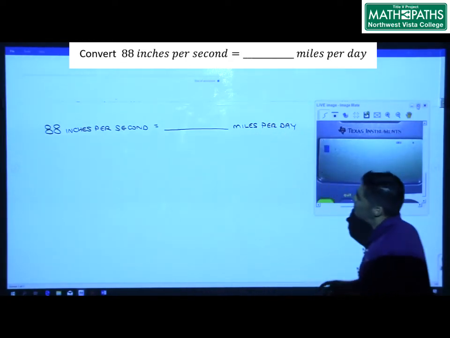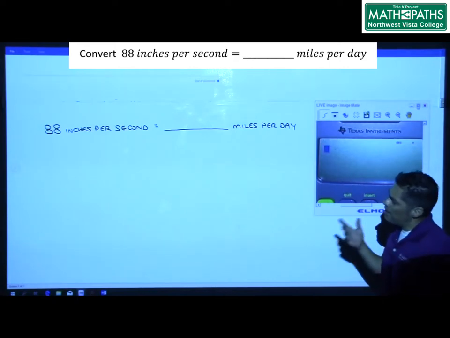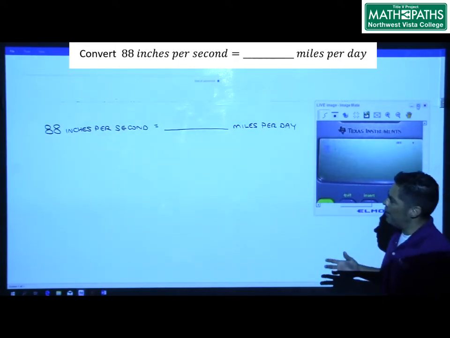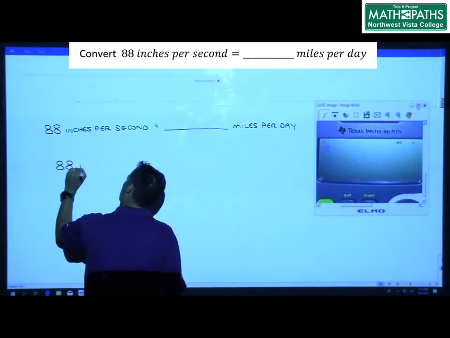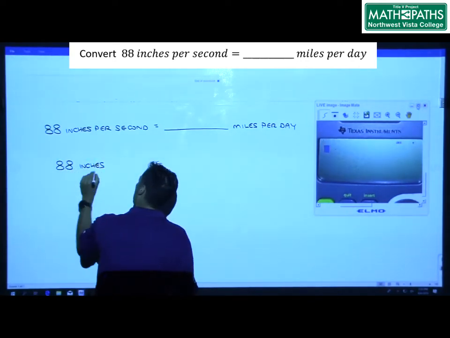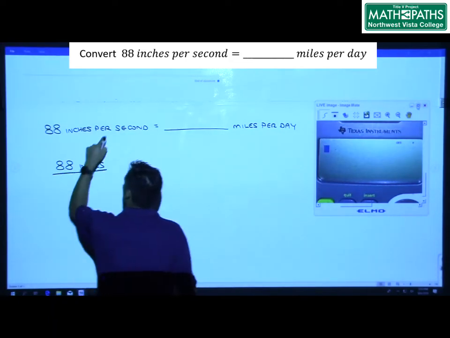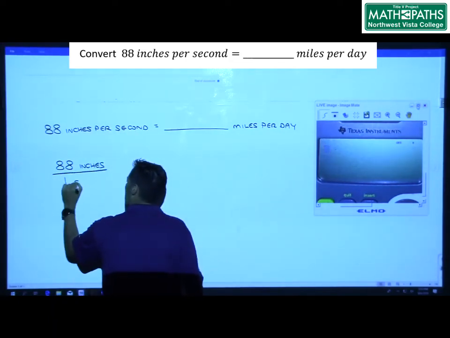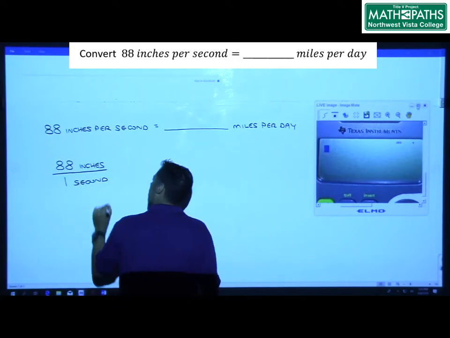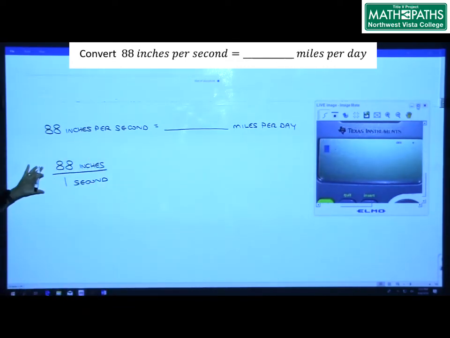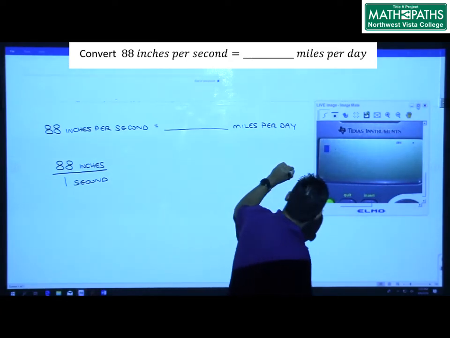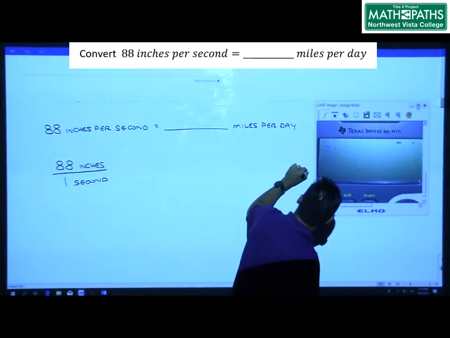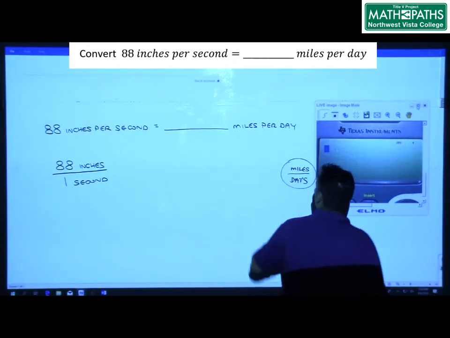All right, so some things about the wording here. When we see 88 inches per second, what this means is 88 inches per 1 second; per creates a ratio. So this is what we're starting with, and somehow at the end of this, we want to get to miles per day. So our final unit here is going to be miles over days. That's our goal.